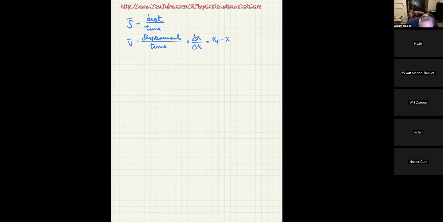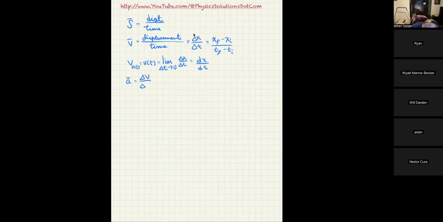We also found the instantaneous velocity, v instantaneous, which we could also write as v of t, and that was the same thing as the average velocity, but we managed to convert it to instantaneous by taking the limit as delta t approached zero of delta x over delta t, and that, of course, from our knowledge of calculus, is just dx/dt.